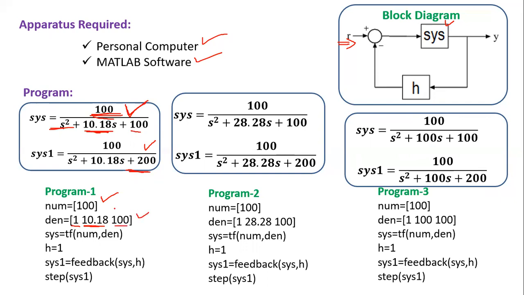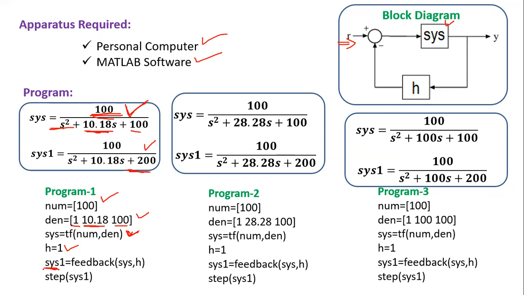Once we know the numerator and denominator, we can frame the open loop transfer function. We are assuming the open loop transfer function name as SYS. SYS equal to TF, TF is a predefined function, transfer function. So TF of numerator comma denominator. So this is the open loop transfer function. And now we need to give the unity feedback. That unity feedback we are assuming as a variable H equal to unity, meaning 1. So this is the unity feedback element. Now the combination of the already existing system and this feedback element will give the new system, that is the closed loop transfer function, which we are assuming as SYS1.